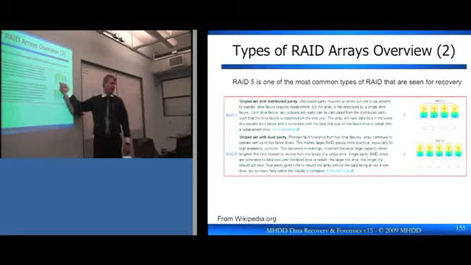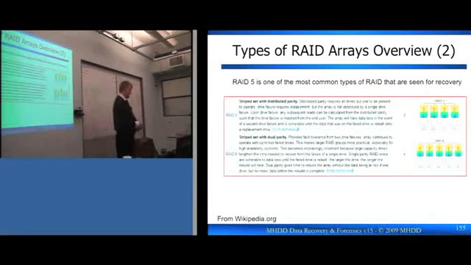So RAID 5, the minimum number of disks is 3. Minimum RAID 5 is 3 disks. And then RAID 6 would have 4. So that's the minimum number of disks. So you can lose up to 2 in RAID 6, and you can lose up to 1 in RAID 5. Once you've lost the second one, now it's in for recovery. So we're going to talk about those things now and what the orders of those things are.